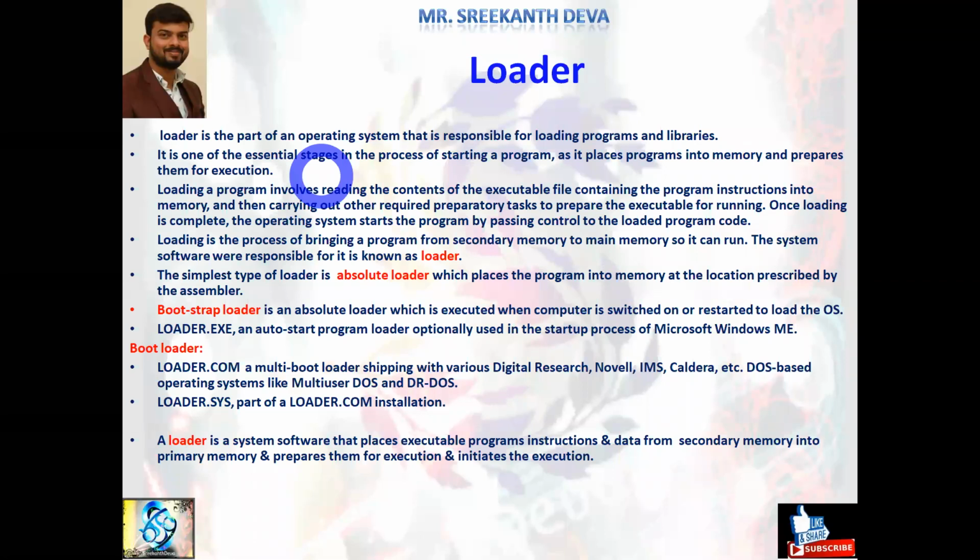So just now we discussed, once the linker is responsible for generating that executable code, the loader is responsible for loading that executable code from the secondary memory to the main memory, because the CPU, central processing unit, always executes instructions present in the main memory only. So that job is done by what? Loader. Okay, loading is a process of bringing a program from what? Secondary memory to what? Main memory, so it can run. The system software responsible for it is known as a loader.